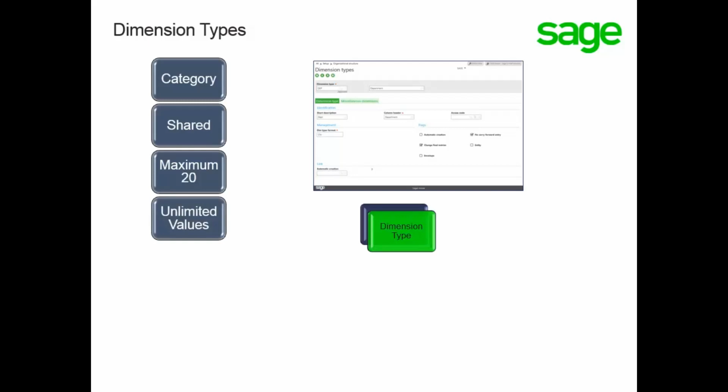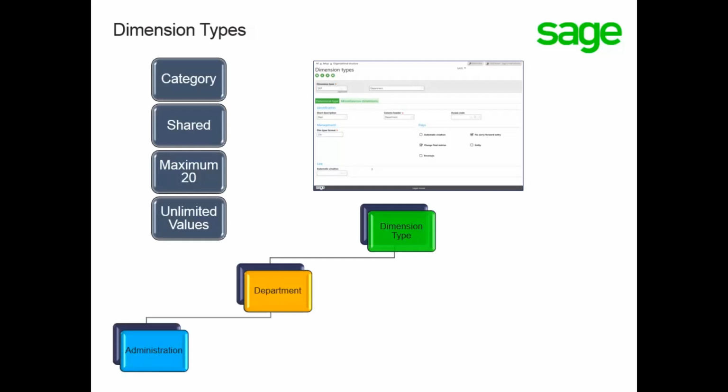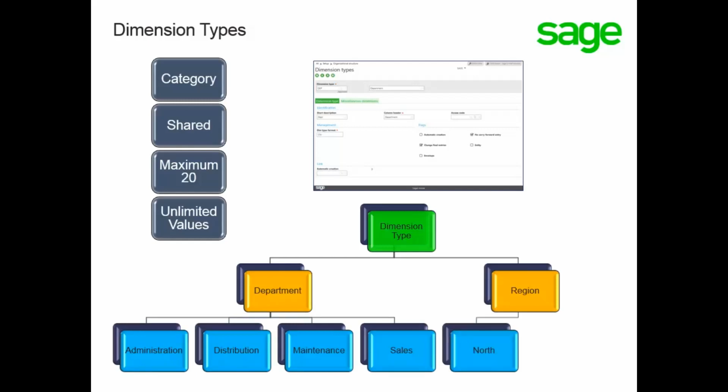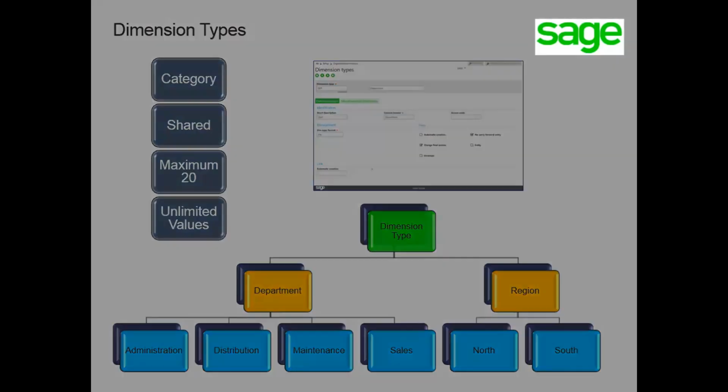For example, you could have a dimension type of department with a dimension value of administration, distribution, maintenance, and sales. And you could have a dimension type of region with values of north and south. Let's take a look at defining dimension types in your system.